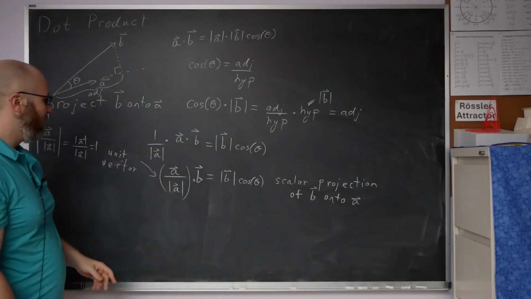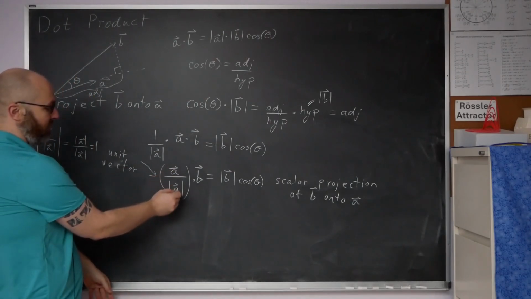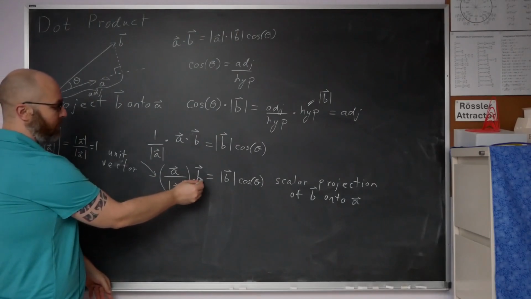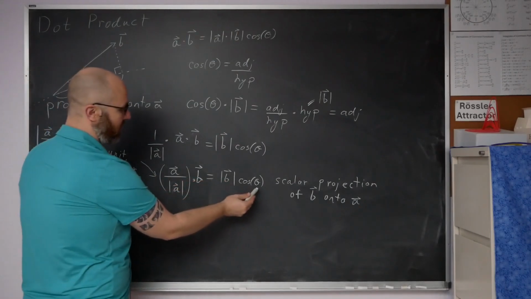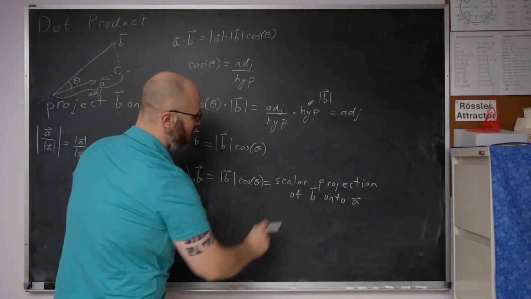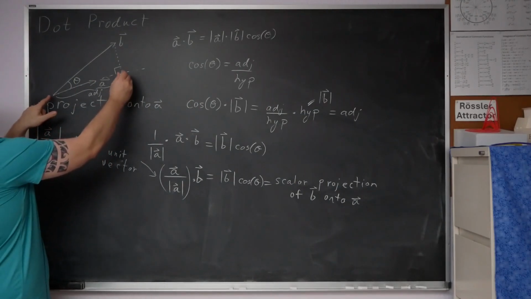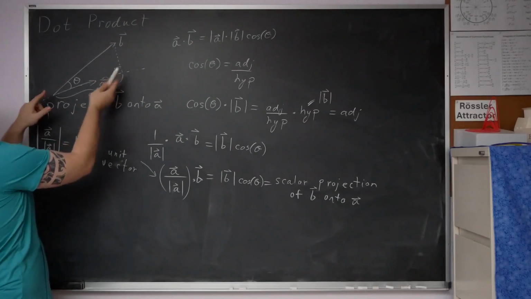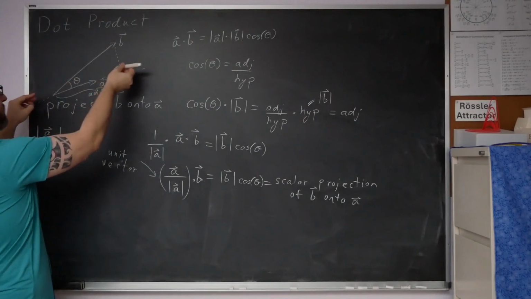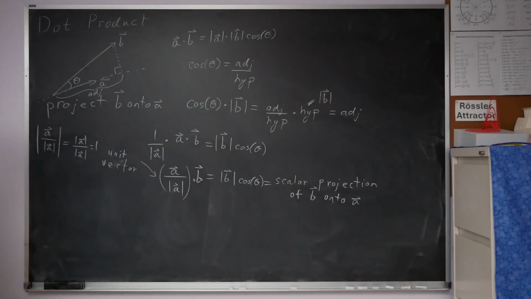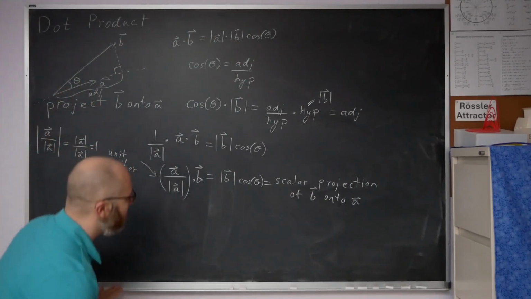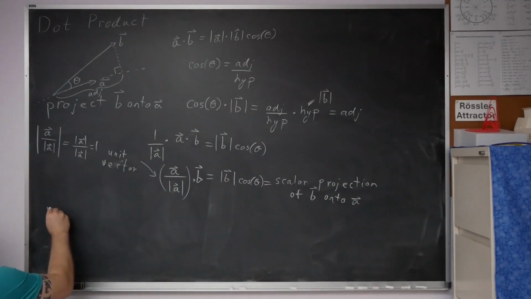All right, so we take the unit vector in the direction of A, dot product with B, and that's going to equal magnitude B times cosine theta, which is equal to the scalar projection of B onto A. So that's the scalar projection. You want to know the length of B onto A, kind of how much of B is pointing in the A direction. And there's another one, so you could also have the vector projection.